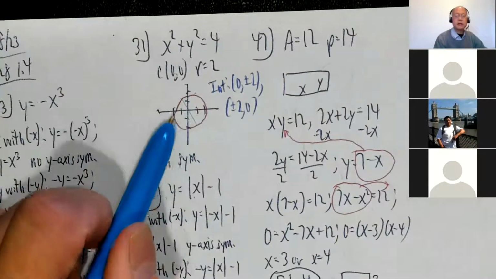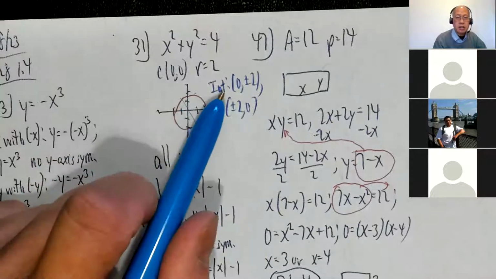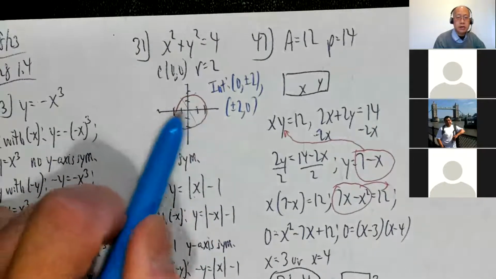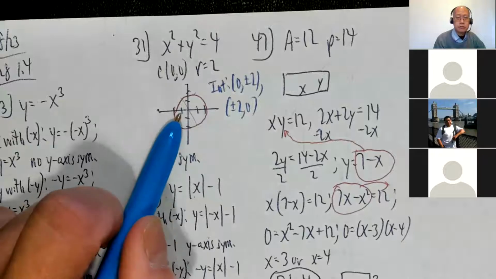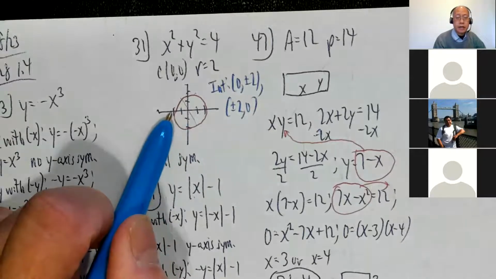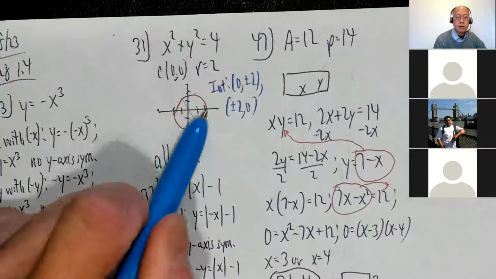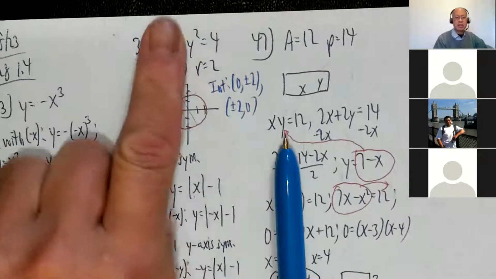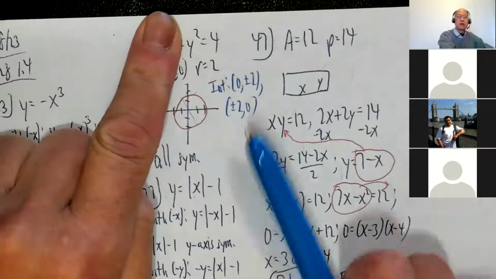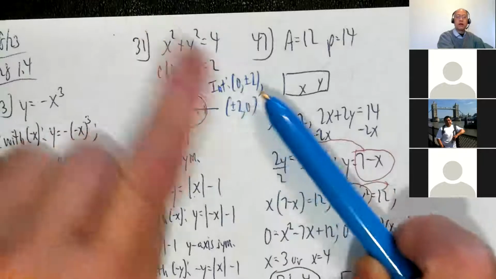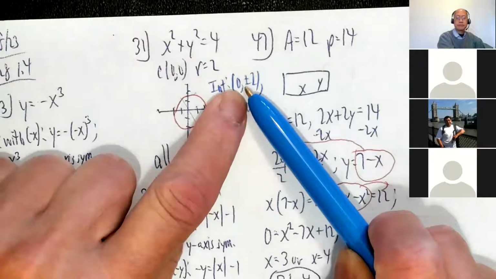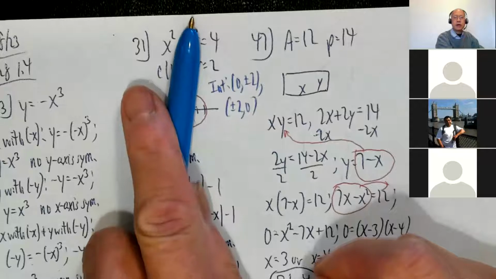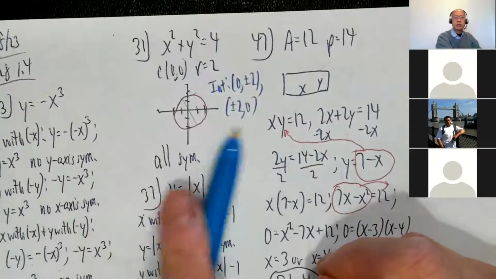Well, you can just look at the picture and the intercepts are 0, comma, plus or minus 2, and plus or minus 2, 0, right? X and Y intercepts are here, here, here, and here. Or you could look at the equation. If I plug in X is 0, right? Y squared is 4, Y is plus or minus 2. I can plug in Y is 0, put a 0 there. X squared equals 4, X is plus or minus 2.